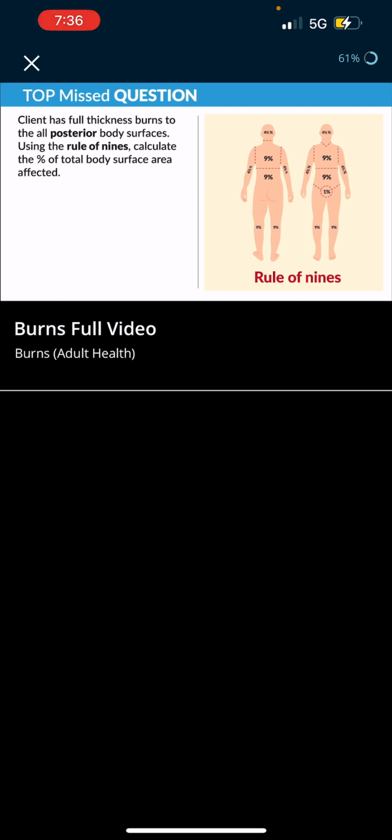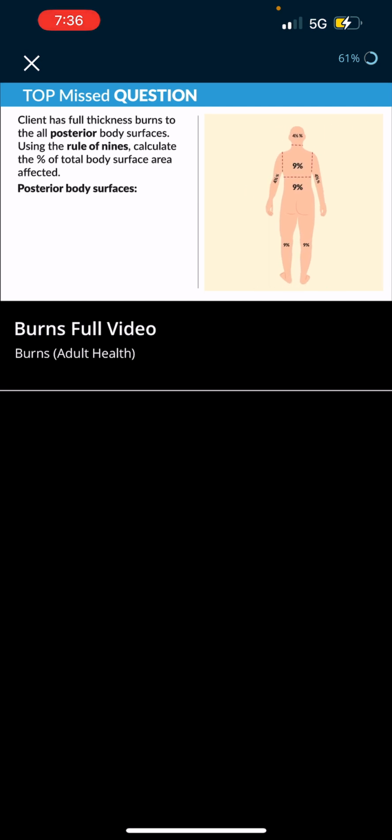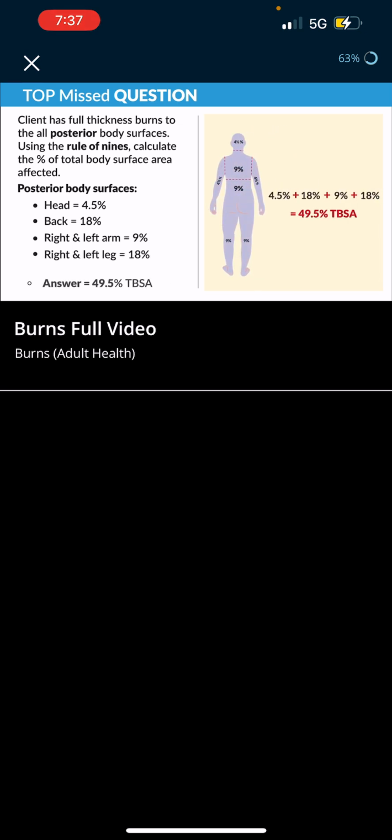Okay, now looking at the chart here that we memorized, we know that only the posterior body surfaces are affected from the question. So 4.5% for the head, 18% for the entire back, 9% for the right and left arm, and 18% for the right and left leg. So the answer is 49.5%. Now most exams ask you to round to the nearest whole number.